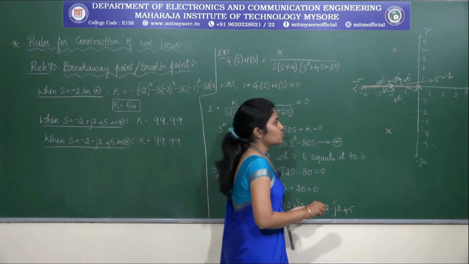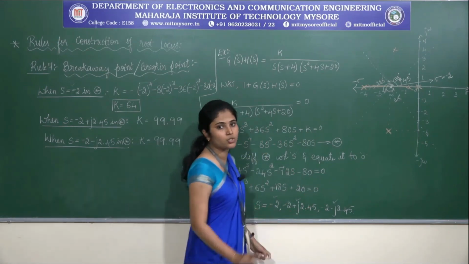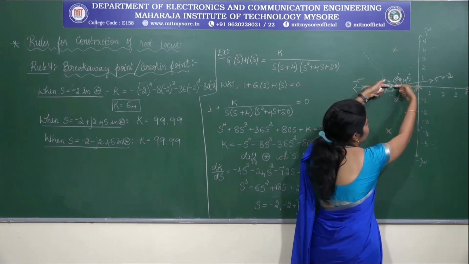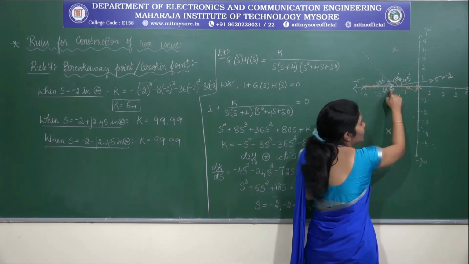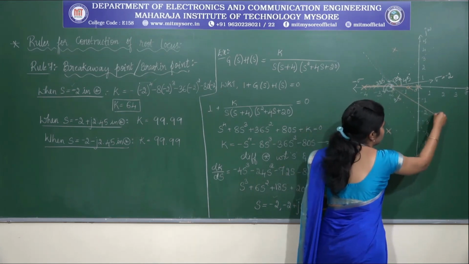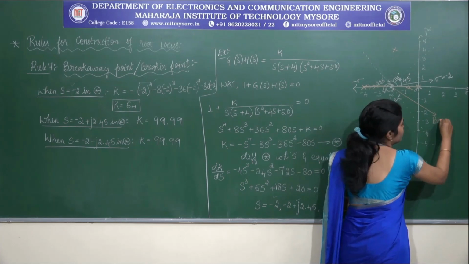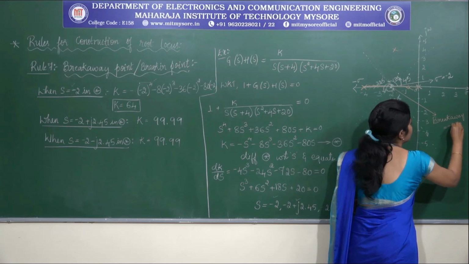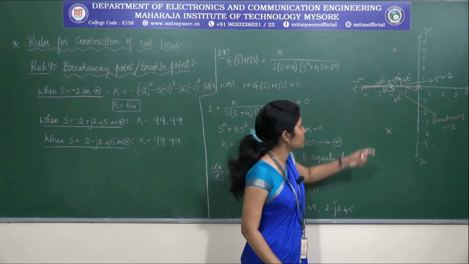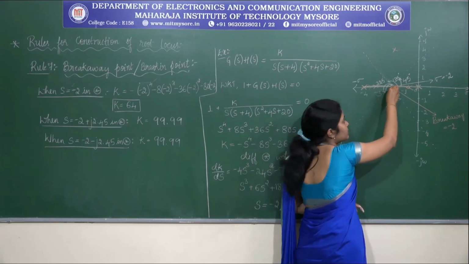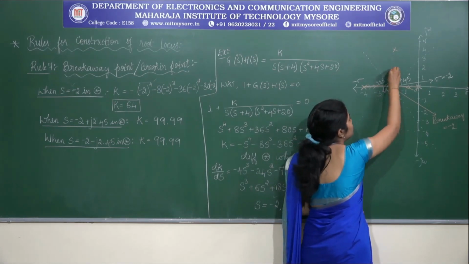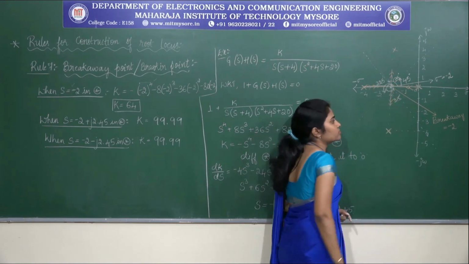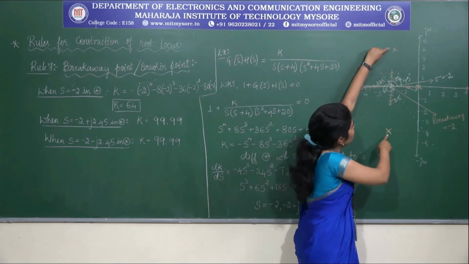Now, let us see. The first valid breakaway point is minus 2, which means that this pole is coming like this and this pole is coming like this, and these two are colliding at minus 2. So, let me mark it. Here is the first breakaway point, which is at minus 2. That is the valid breakaway point. After breaking at this point, one pole will move like this and the other pole will move like this. And we have two more poles here.